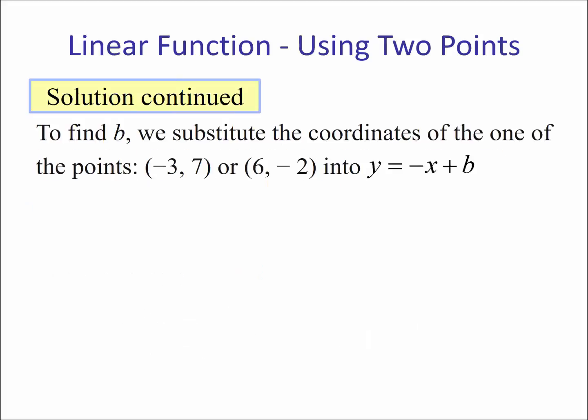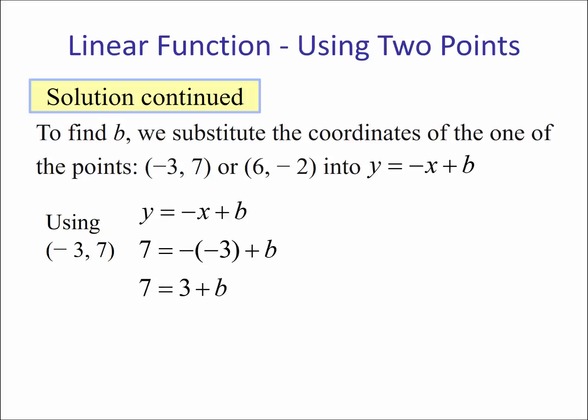Next step, we need to find the value of b. So substituting m into the equation, we have y equals -x plus b. If I use the point (-3, 7), -3 is the x-coordinate, 7 is the y-coordinate, we're going to substitute those values into this equation. So y equals -x plus b becomes 7 equals -1 times -3 plus b. -1 times -3 is positive 3. So we have 7 equals 3 plus b. We're solving for b. So we subtract 3 from both sides and we see that b is 4.